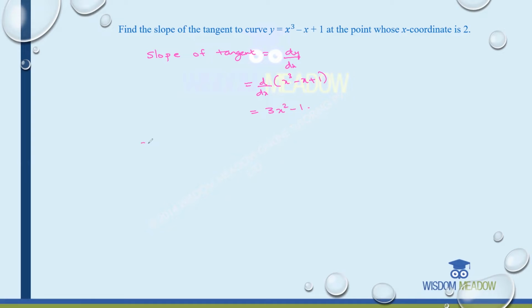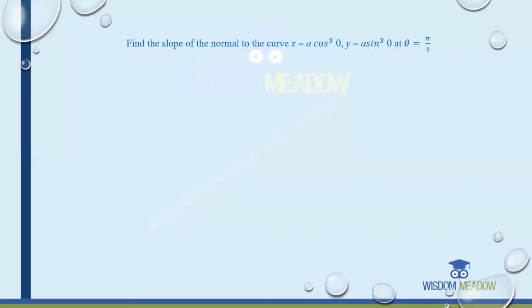Now you need to find the slope of the tangent at x is equal to 2. You substitute the value 2 as x. So 3 into 2 squared minus 1. That is 3 into 4, which is 12, minus 1, that's 11. Very good.